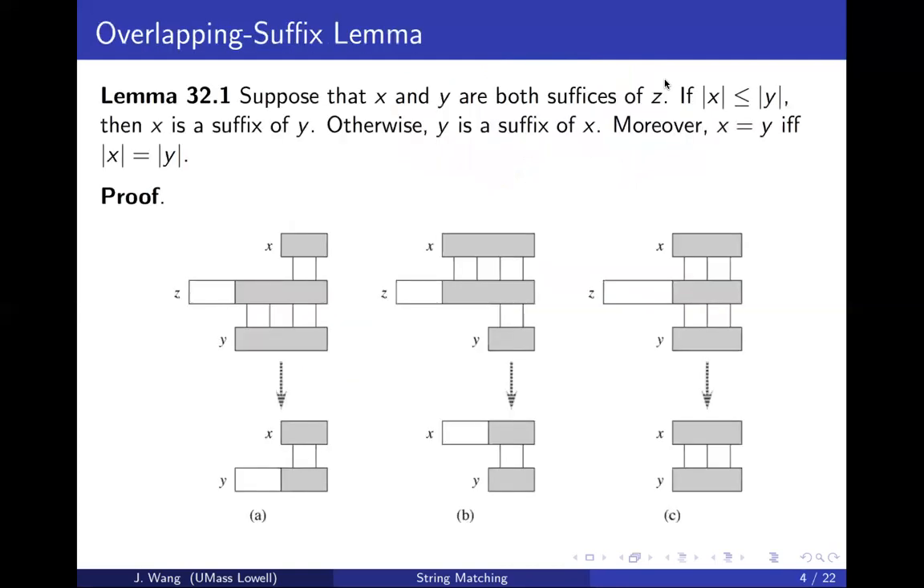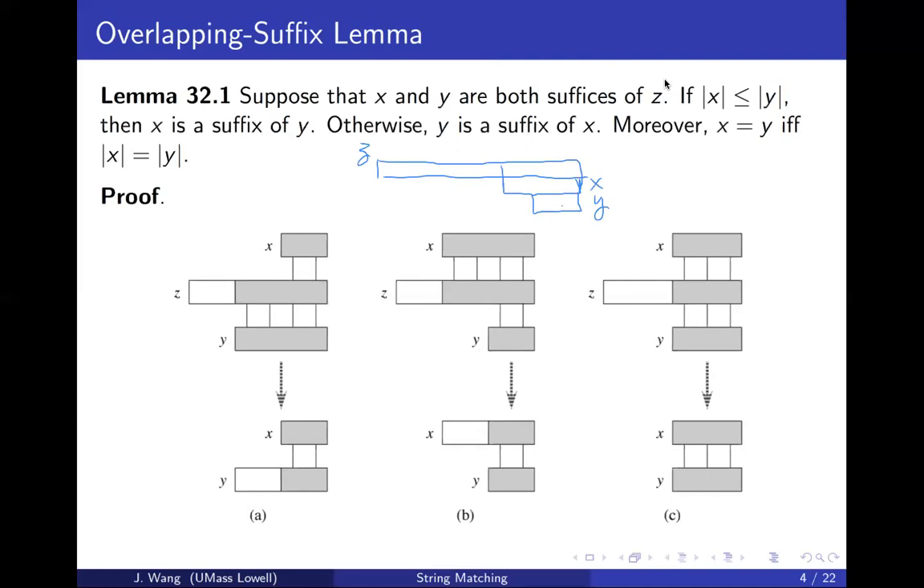All right. So first, let's look at some properties of overlapping suffixes. This lemma says that suppose that x and y are both suffixes of a given string z. So that means this. I have an input z, and then I have x, which is a suffix, so this portion is the same, or I have another, y. So x could be longer than y, or y could be longer than x.